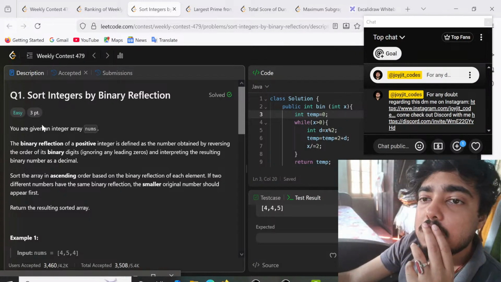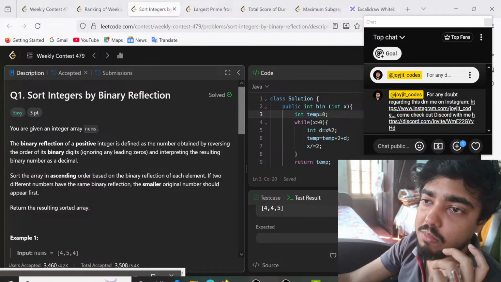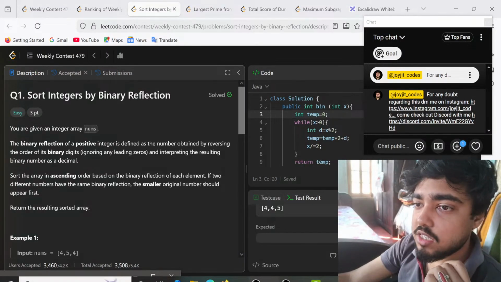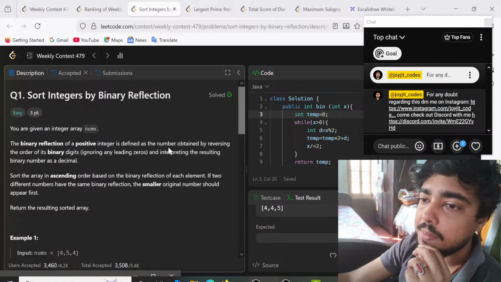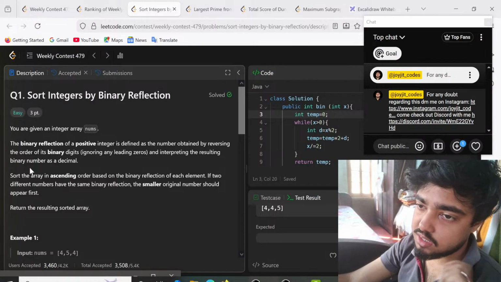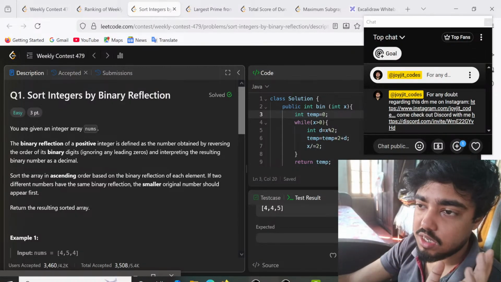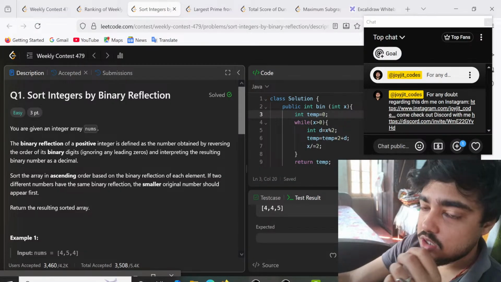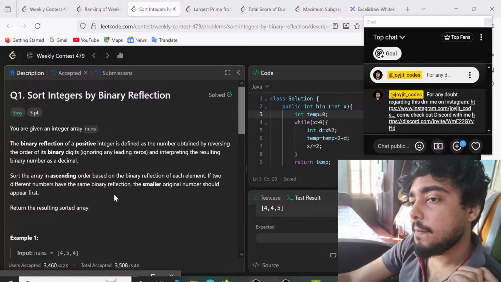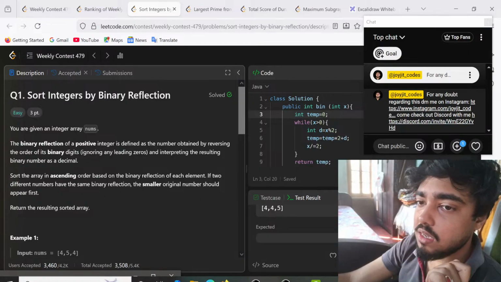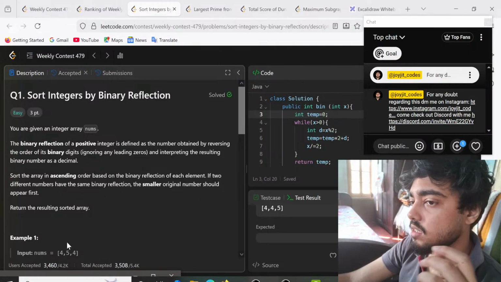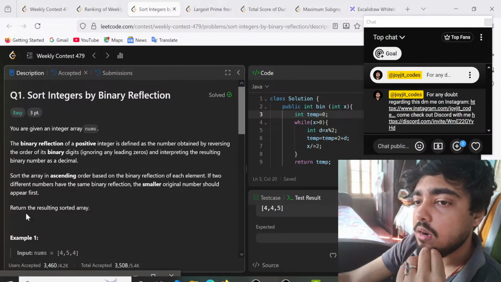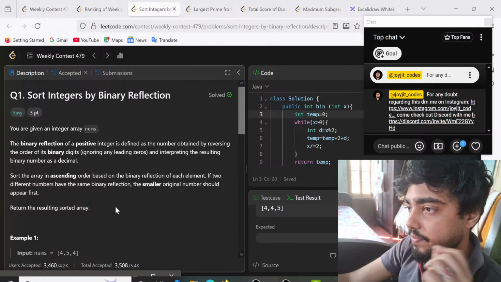That's great. The first question is sort integers by binary reflection. You're given an integer array nums. The binary reflection of a positive integer is defined as a number obtained by reversing the order of its binary digits, ignoring any leading zeros, and interpreting the resulting binary number as a decimal. Sort the array in ascending order based on the binary reflection of each element. If two different numbers have the same binary reflection, the smaller original number should appear first. Return the resulting sorted array.